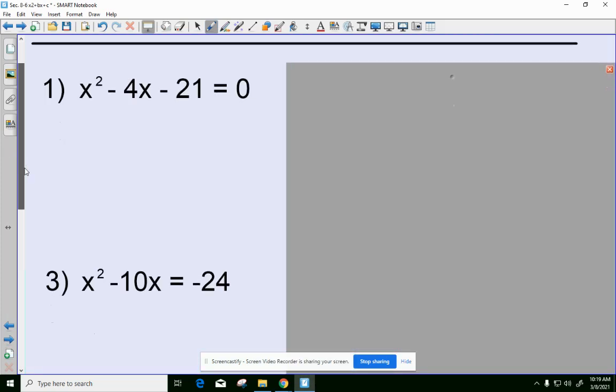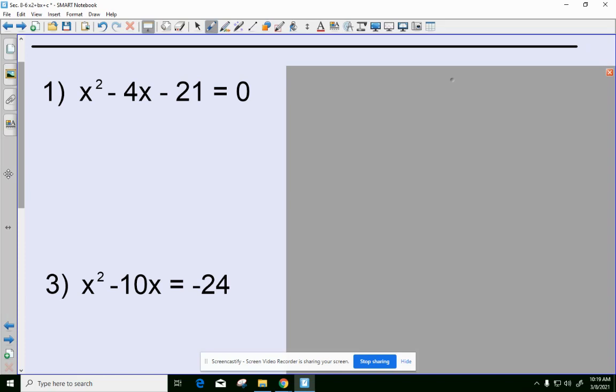We're going to jump over here because this is the last thing we're going to look at today. Obviously, anytime we're dealing with a quadratic, the goal is to solve it, to get a solution. So if my equation is equal to 0, that's good. If it's not, like number 3, I'm going to have to move that over to the other side.